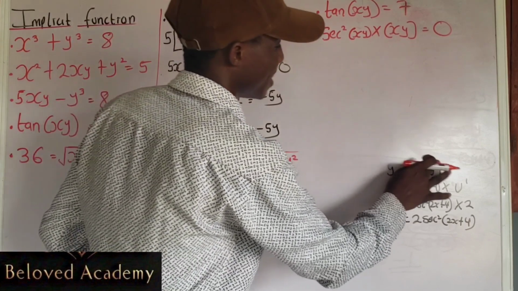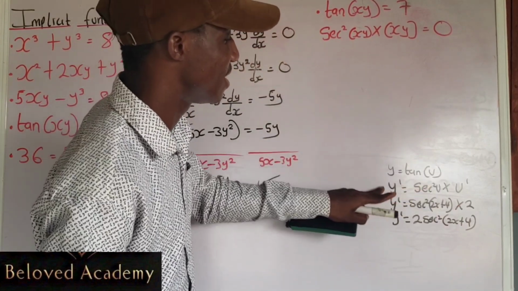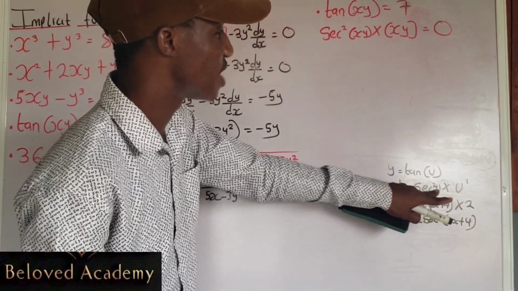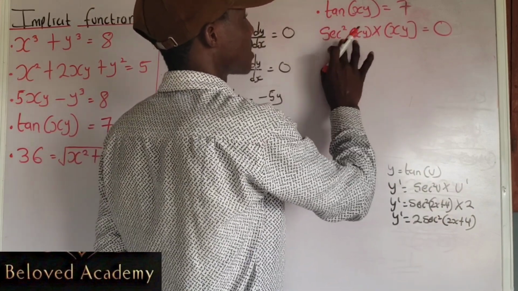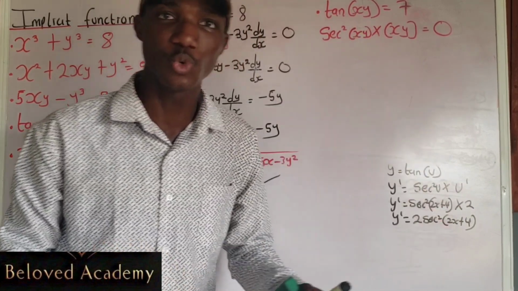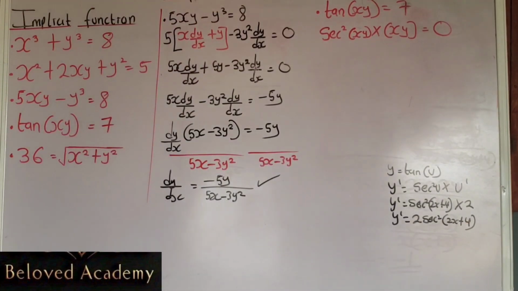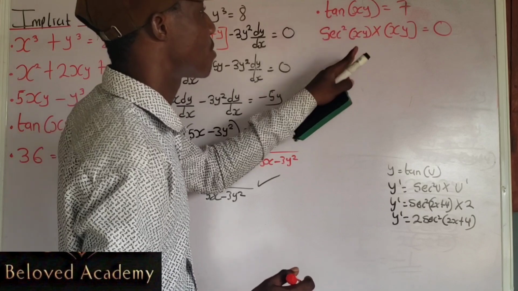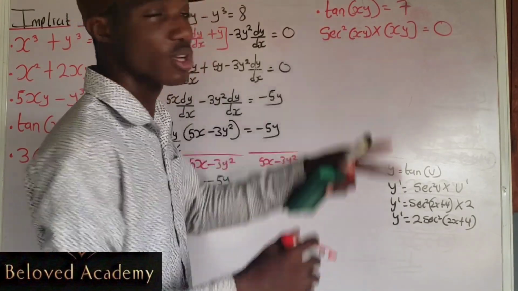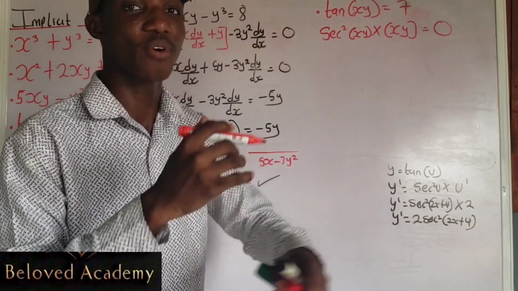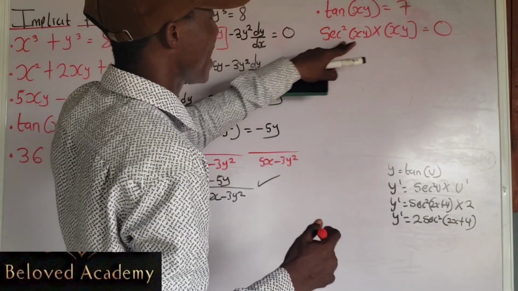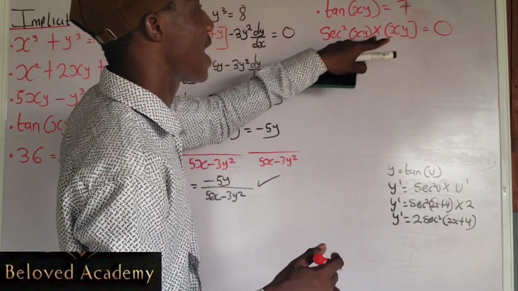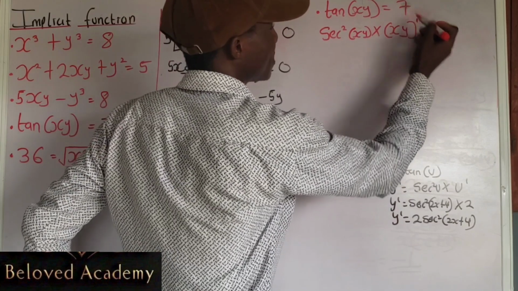Just like what I did here. The derivative of tan u is equal to sec square u multiplied by the derivative of u. So if I differentiate tan xy, I'm going to have sec square xy, because xy is now u. You understand? xy is u. The function inside the bracket is xy. Okay, so that is why I have sec square xy times the derivative of xy.